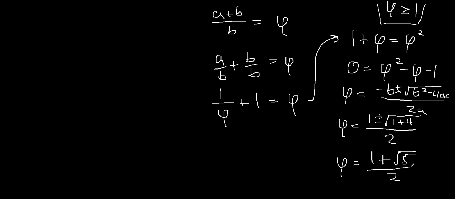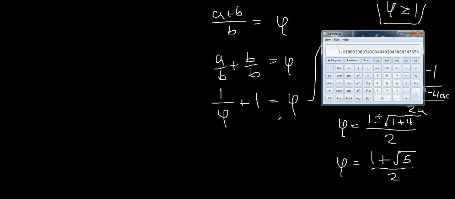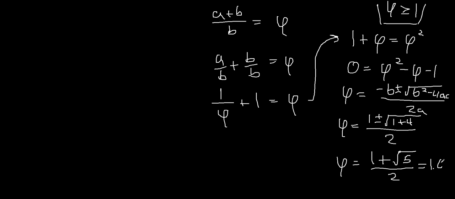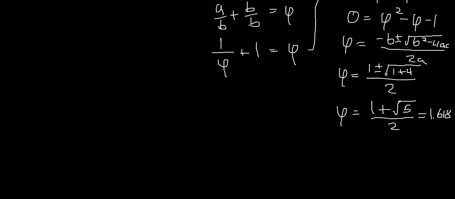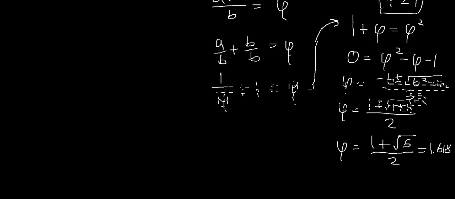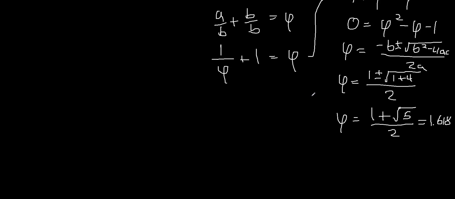Wait, that's not nice. 1 plus root 5 over 2, which is approximately, let's check, 1 plus root 5 over 2, 1.618. 1.618. Yeah. So this is called the golden ratio, and it appears a lot in nature. And this is just a short derivation of it.